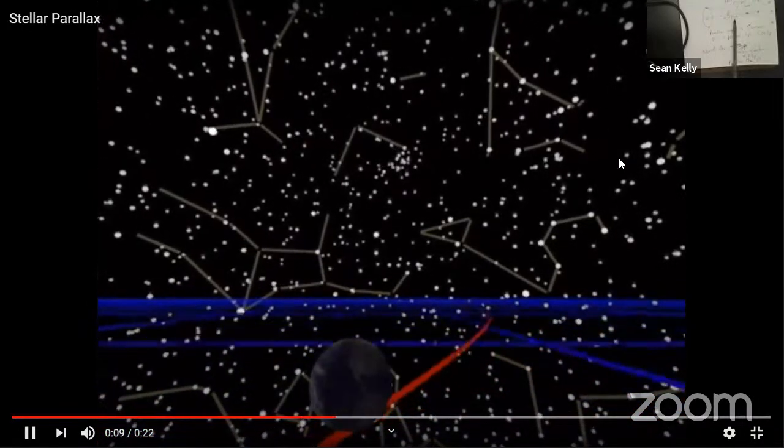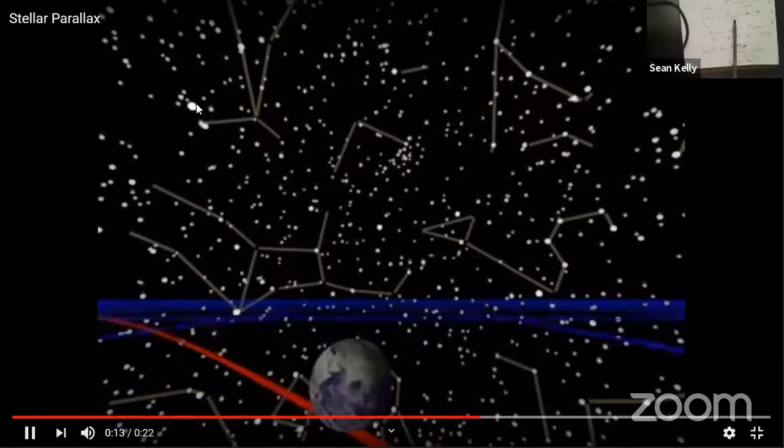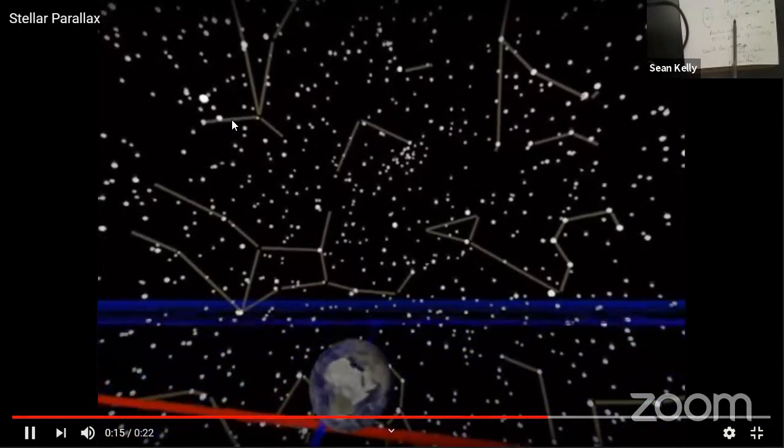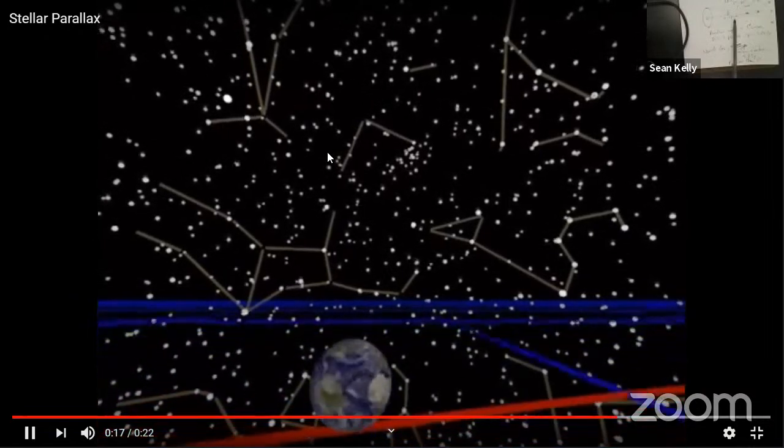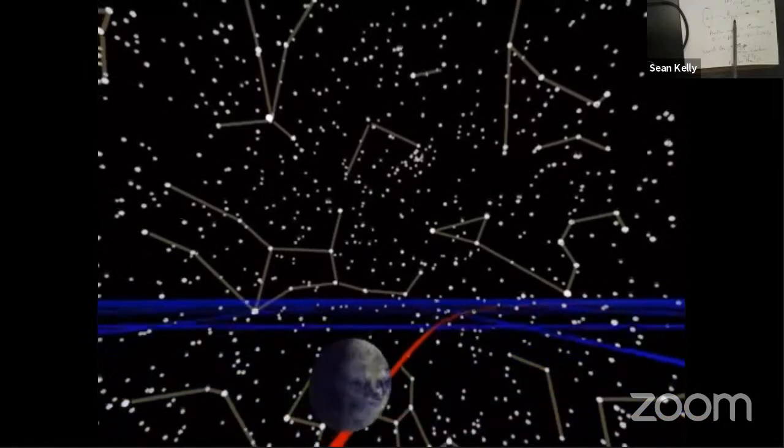Now, some of the stars don't move. They're too far away to have any parallax. The stars that are closer shift more, and the stars that are further shift less. The stars that are very far away don't shift at all.